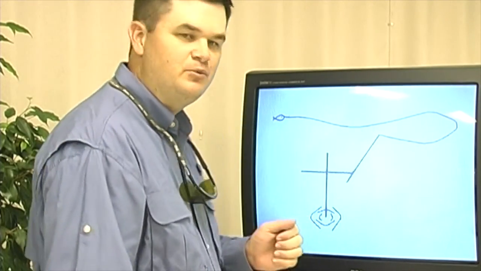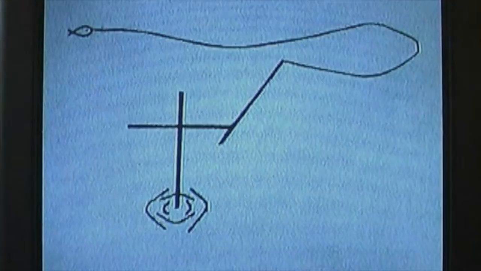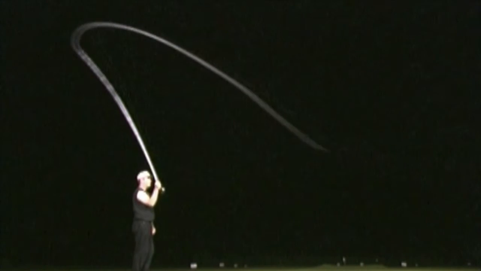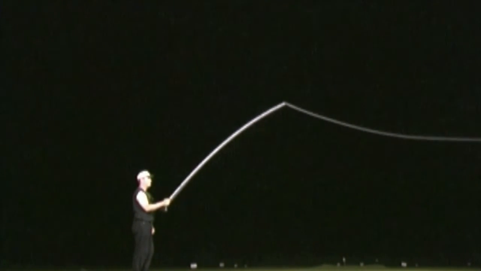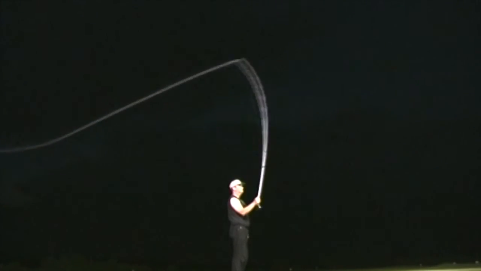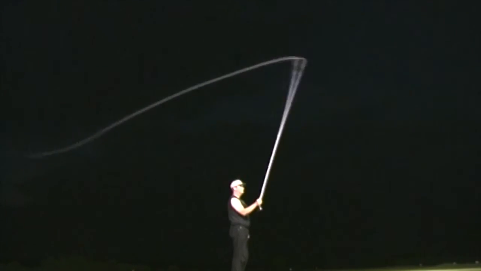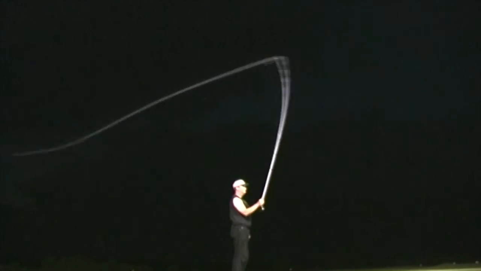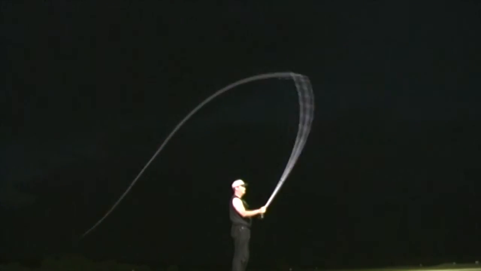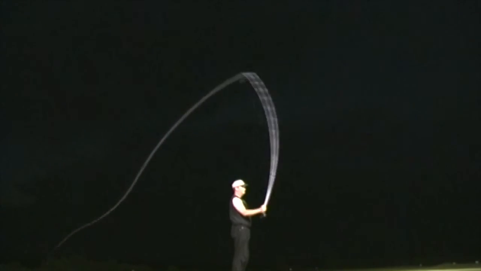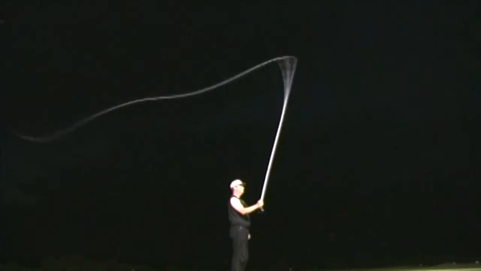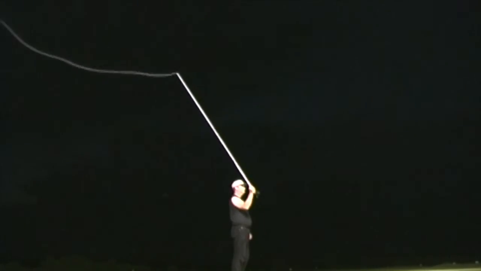Now let's look at a good loop. Notice again the path of the rod. See how the loop is directed straight down the same path as the tip of the rod? It helps to keep in mind that if done correctly, the front loop and the back loop will be 180 degrees apart. If the loops are over 180 degrees apart, you will be throwing fat loops. If they are less, you will be getting tailing loops.